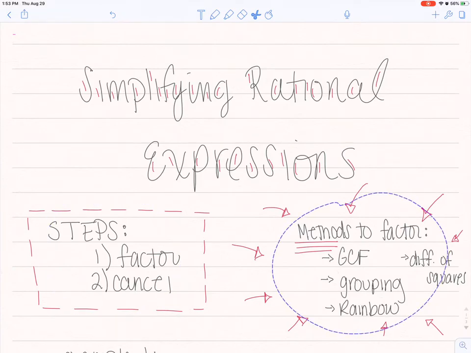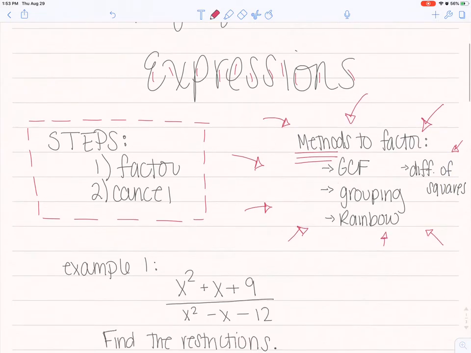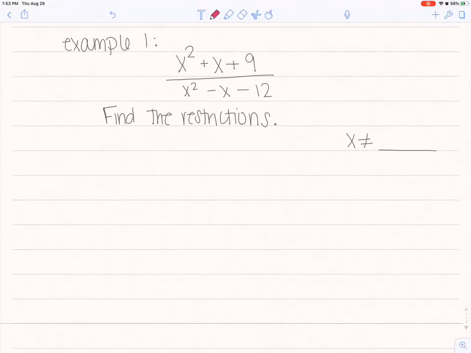Also remember that our methods for factoring are: greatest common factor, factor by grouping for four terms, factor with rainbow, which is 3 terms, and difference of squares, 2 terms. So those were all outlined nicely on the flow chart in your OneNote folder, but just a reminder of the ways you can factor. So here's our first example.